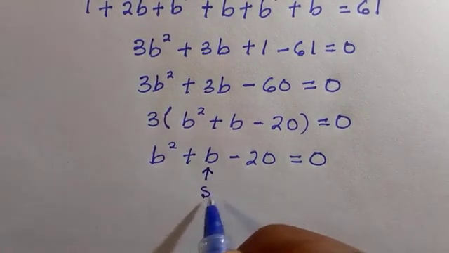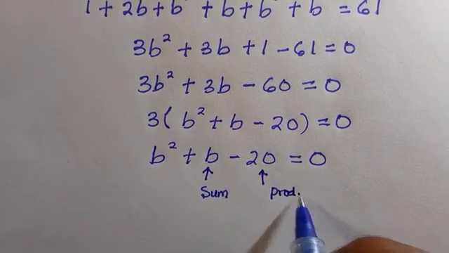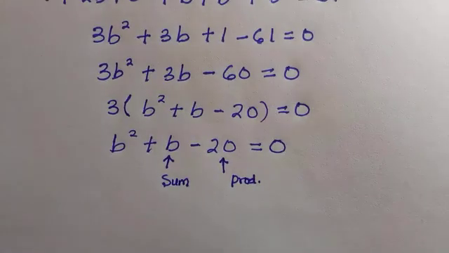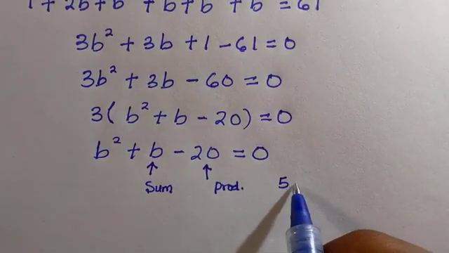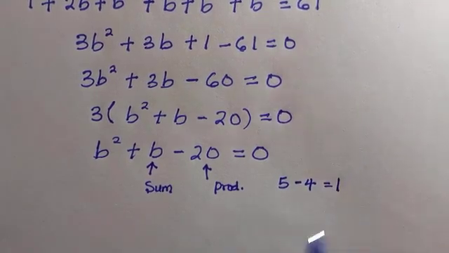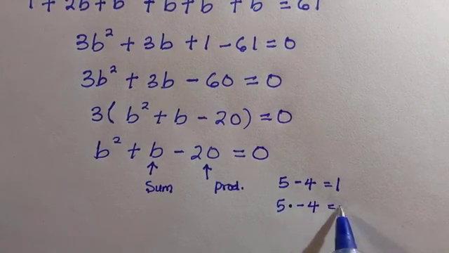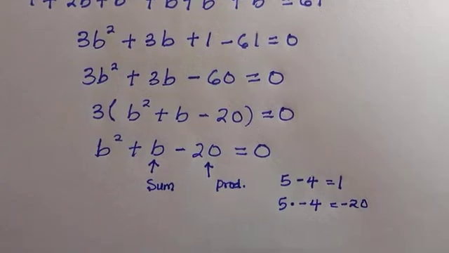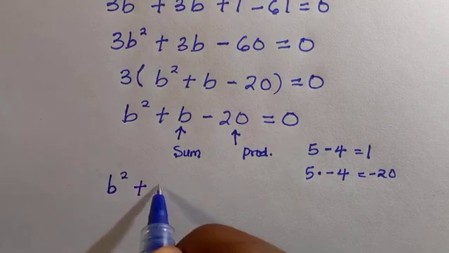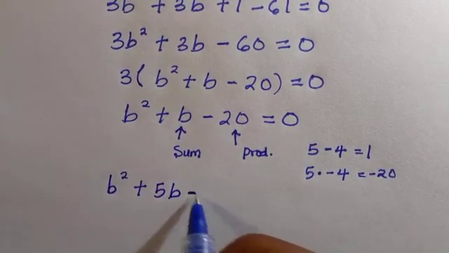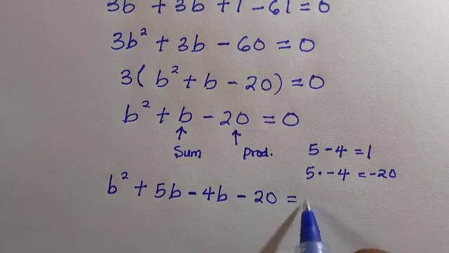We know the coefficient of b is the sum, and this 20 is the product. That is, we look for two values which, when added together, give the middle term, and when multiplied, give the constant term, which is the product. The two numbers are 5 and minus 4. 5 minus 4 is 1, and 5 multiplied by minus 4 is minus 20. So we replace these two values in this problem: b squared plus 5b minus 4b minus 20 equals 0.